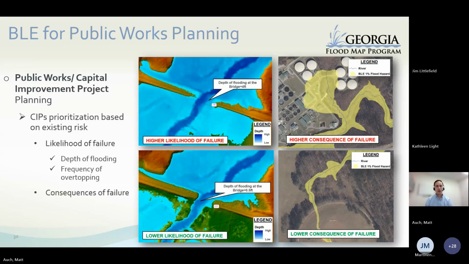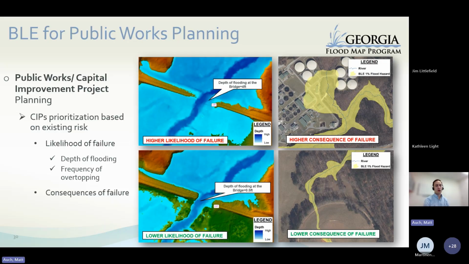So yeah, the BLE data also gives you a way to estimate the likelihood and the consequences of failure based on the flood depth and the frequency of overtopping. For example, these are two bridge crossings on the left, but one is overtopping by 4 feet of depth, and the other is overtopping by half a foot of depth. And so the likelihood of failure of that road being washed out is a lot more if you have a lot more water coming over the road.